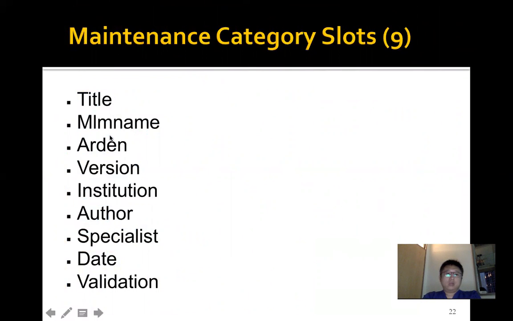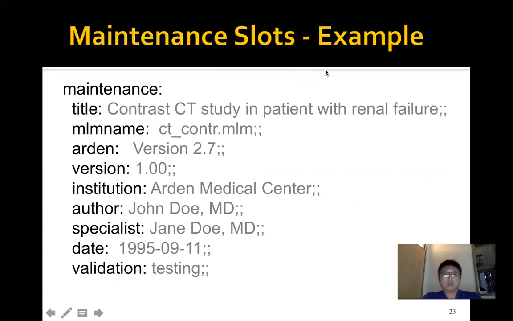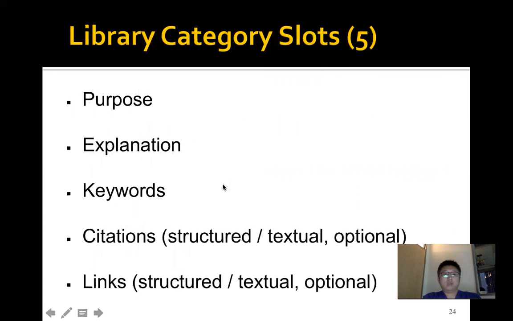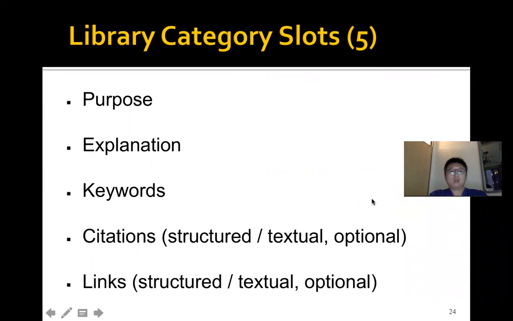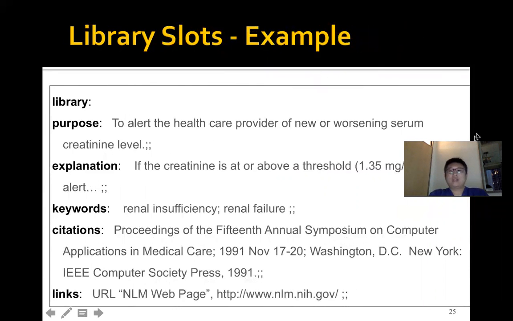You can see the variables it contains: the title and name of the logic, the version, institution, author, specialist, date, validation. Then there are more details. When you create knowledge like this, you need all of these things: purpose, explanation, keyword, citation, link. It's kind of beautiful, but just too complicated.